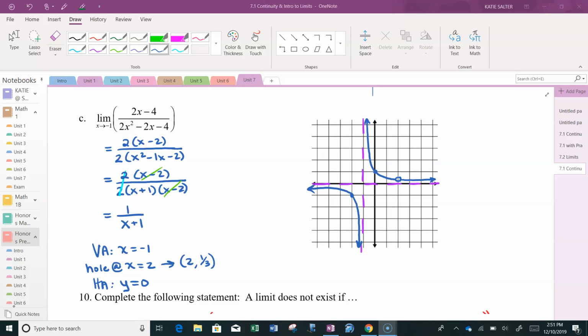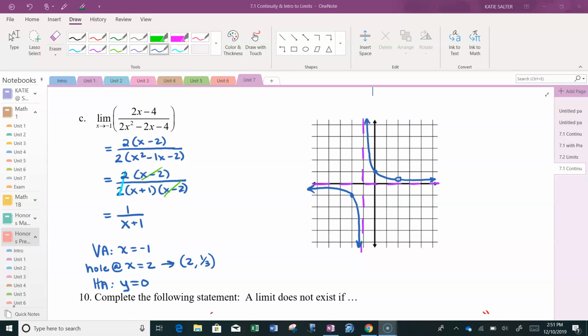So that's just our basic rational function, that reciprocal function shifted left 1. So we graph that, and then we make sure that we put our hole where x is equal to 2. Remember, all you got to do to figure out exactly where that point is, substitute 2 into your function where you've reduced everything, 1 over 2 plus 1, which becomes 1 over 3. So that's how I knew it was at the point (2, 1/3).